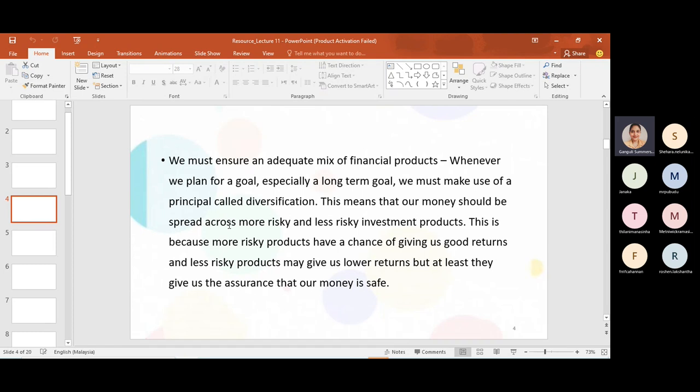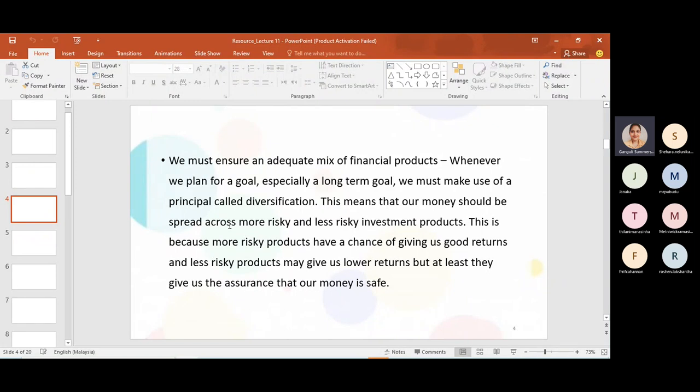Okay, so you should not invest your money only in more risky projects, or else you should not invest your money only in less risky projects. Instead of investing only in more risky projects or only in less risky projects, you need to invest your money in both these types of projects. You should invest in more risky as well as in less risky projects.